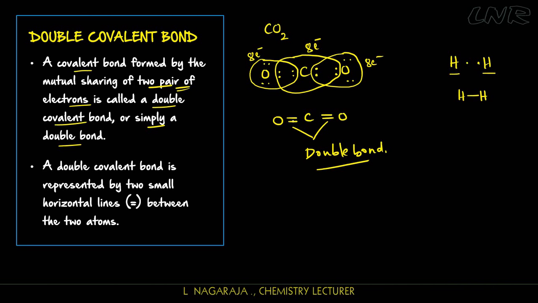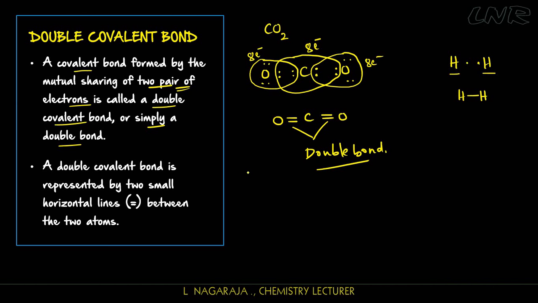Like that, the double covalent bonds are formed by the mutual sharing of two pairs of electrons. That is, from the oxygen atom 2 electrons and from the carbon atom 2 electrons. Totally it has 4 electrons, right? Those 4 electrons are called two pairs of electrons.